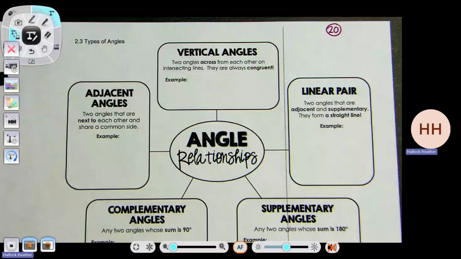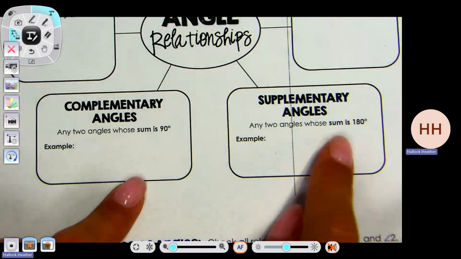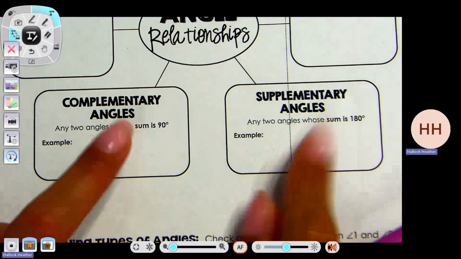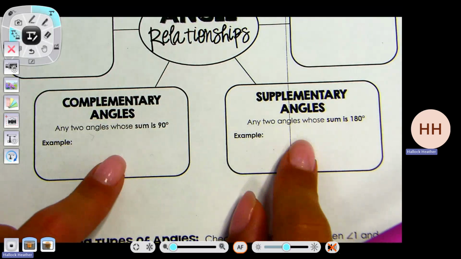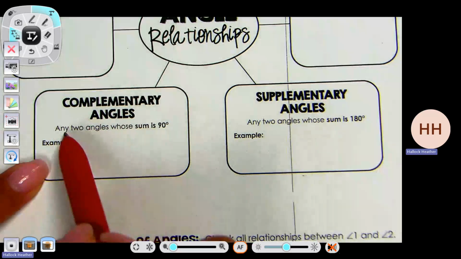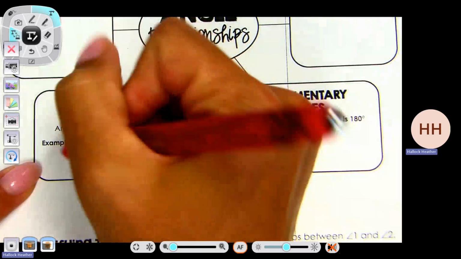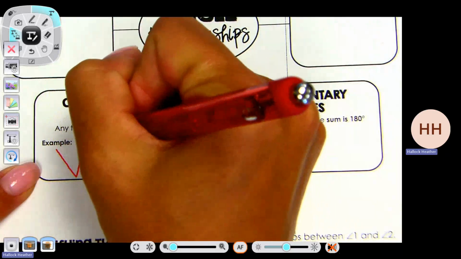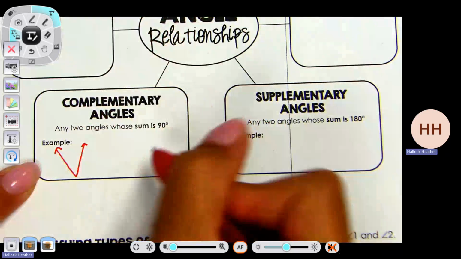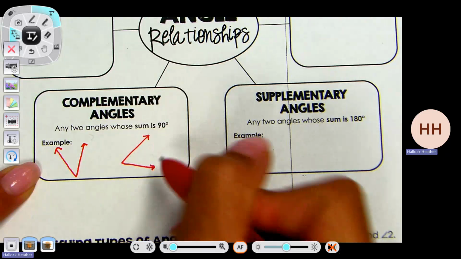So let's talk about complementary angles. Complementary and supplementary angles are two things from middle school that you should know. Complementary angles are two angles whose sum is 90, which means they add to make 90. So we're going to put one angle this way, and one angle over here. I'm drawing two little alligator mouths.